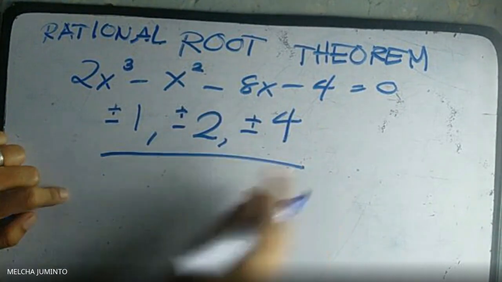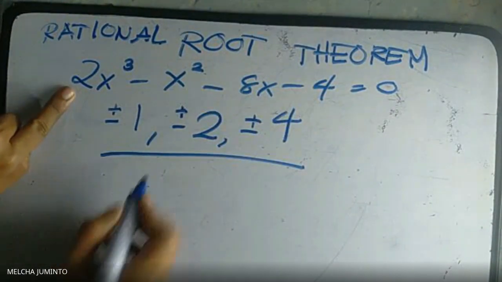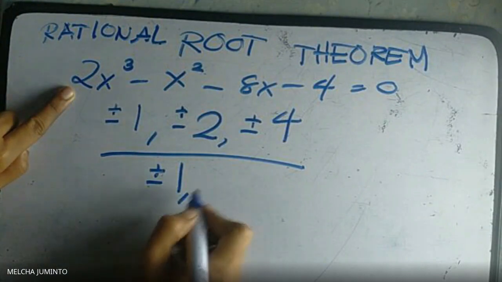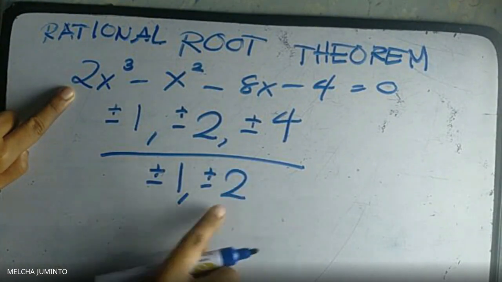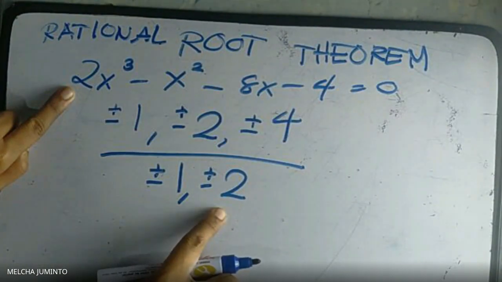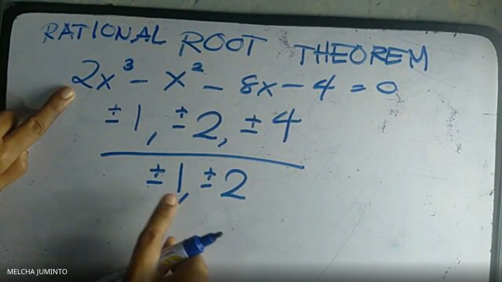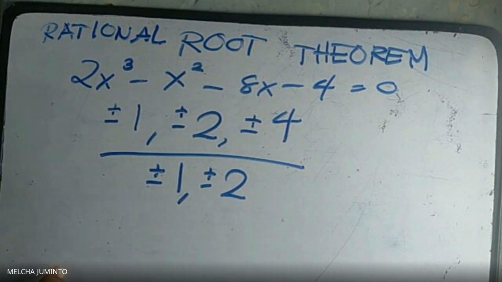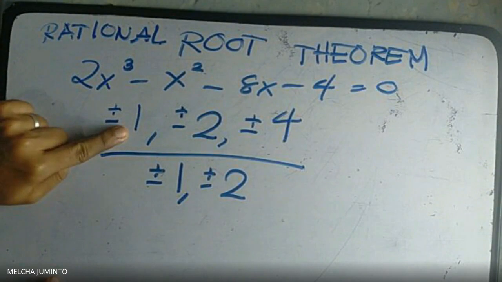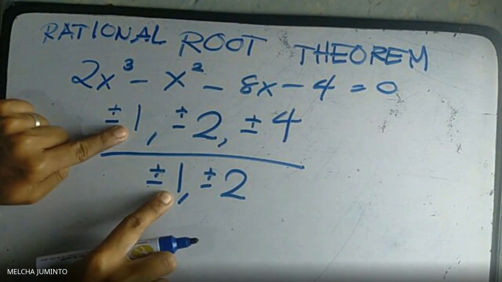Divide it by the factors of 2. Of course, 1 is a factor of 2, and 2 is also a factor of 2. There's no other number which is considered a factor of 2, only 1 and 2. Next, we will pair or divide one number in the numerator over one number in the denominator.